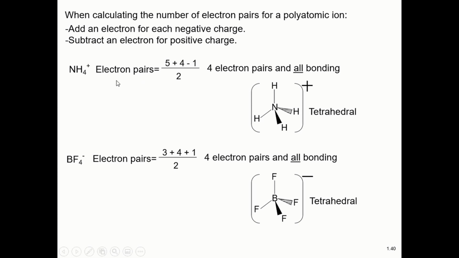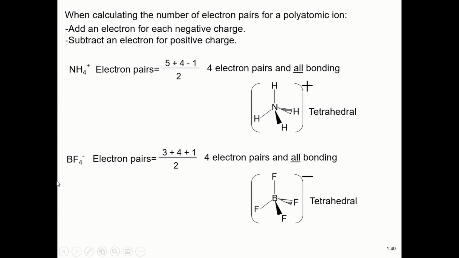So here, electron pairs, again, 5 is because nitrogen's my central atom. It has 5 in its outer shell. There are 4 hydrogens attached, but because it is positive, I'm taking away 1 because one of those hydrogens is bonding through that dative covalent bond here, and so it's not actually brought an electron to the bonding. So again, 4 electron pairs all bonding. This is a tetrahedral shape, but the whole thing has a positive charge.